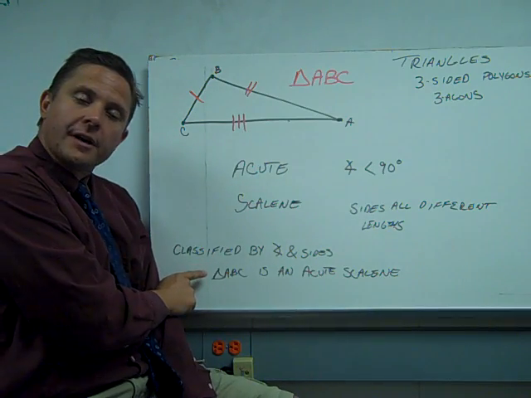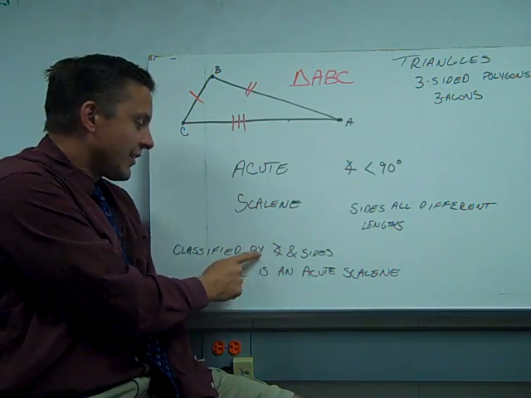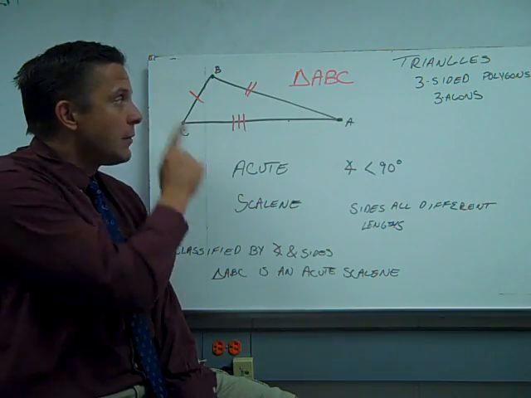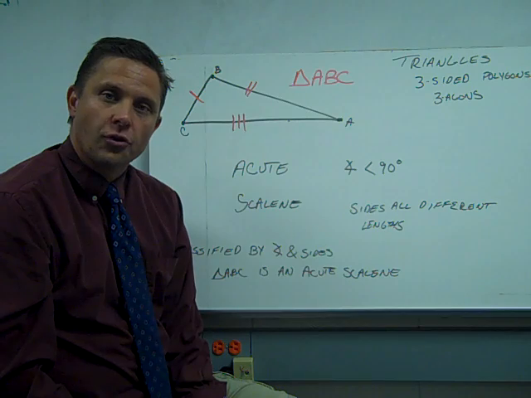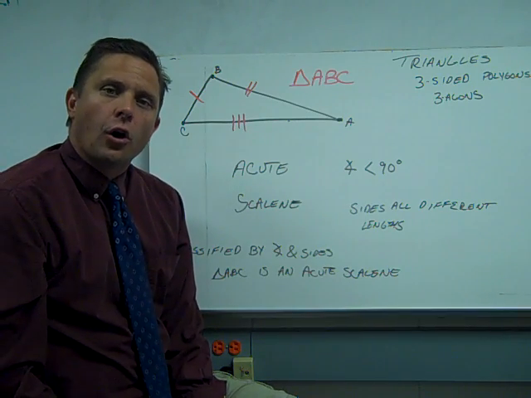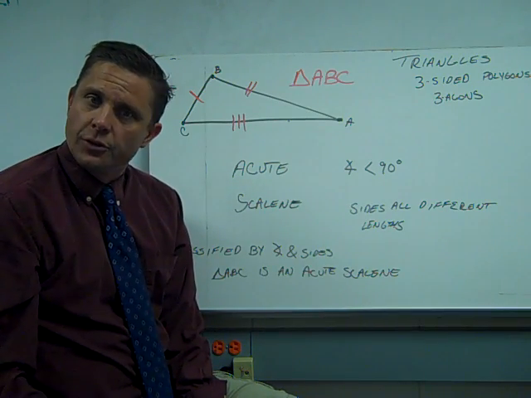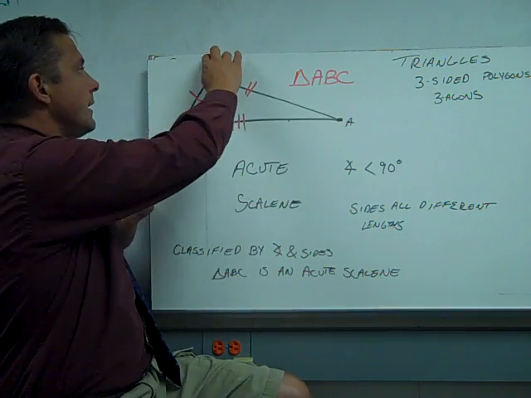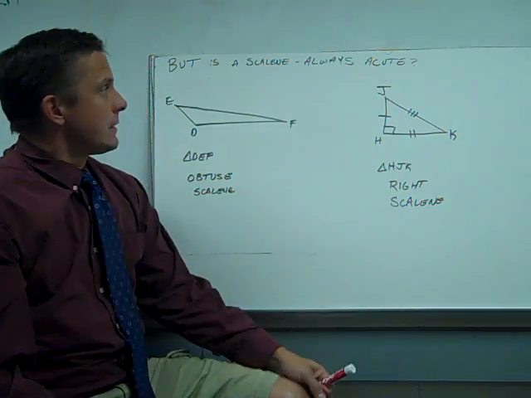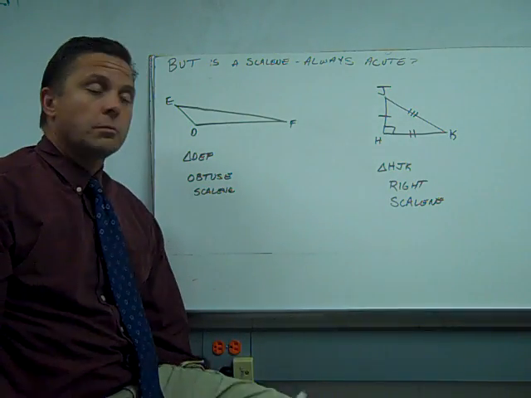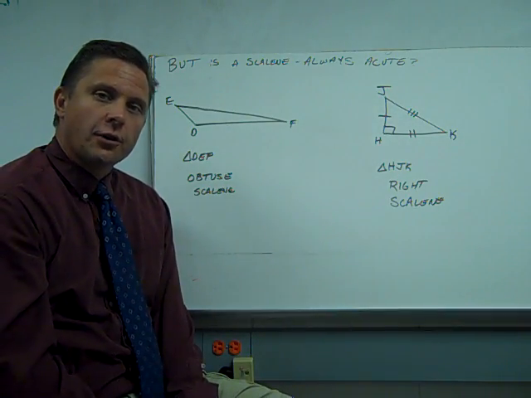So now we can classify a triangle by angles and sides. We can say triangle ABC is an acute scalene triangle. So are all scalene triangles acute? The answer to that is no. All scalene triangles aren't acute.